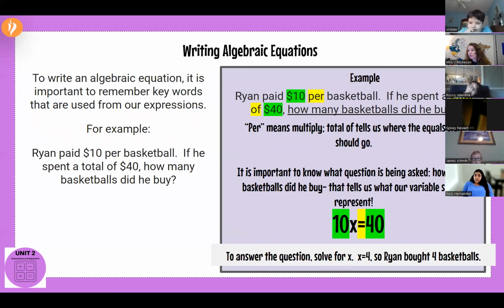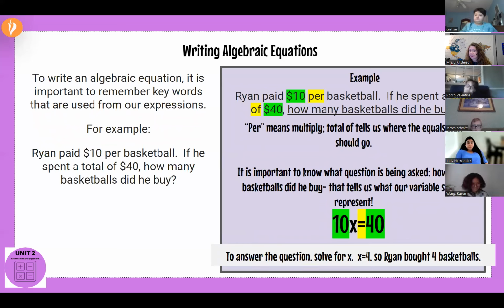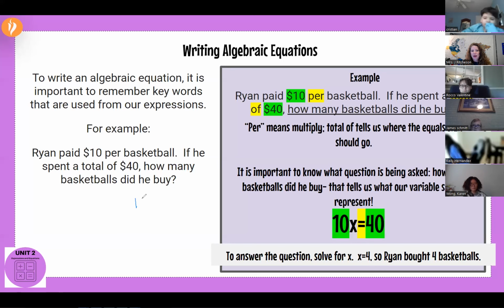He spent a total of, or we could say the total is, $40. How many basketballs did he buy? Now, this is very hard for 7th graders because you just want to immediately write the answer. But what we want to practice is writing equations. So we take only the information we have. We know that Ryan spent $10 on so many basketballs. How many basketballs?